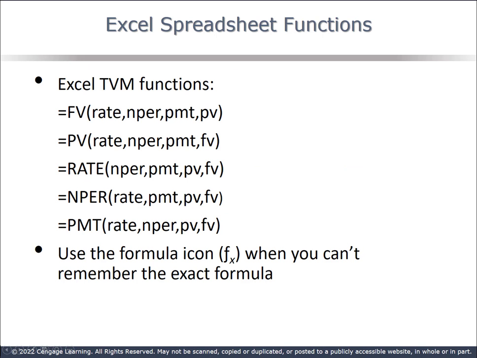We'll be working quite a bit with the calculator, but we'll cover the associated Excel functions as well. For each gray key, each TVM key, there's an Excel function. You don't need to remember the exact name of the function nor the order of the parameters. Click on the FX icon and select the appropriate function, and a window will appear with blanks for the needed parameters.